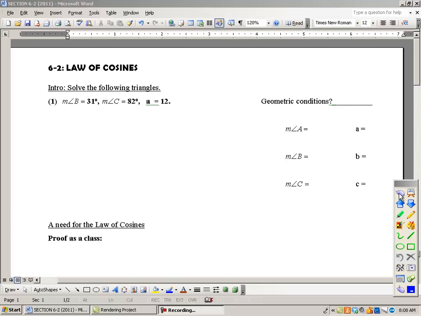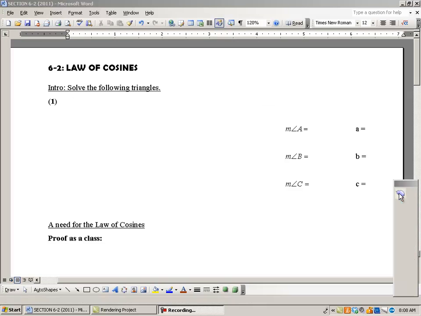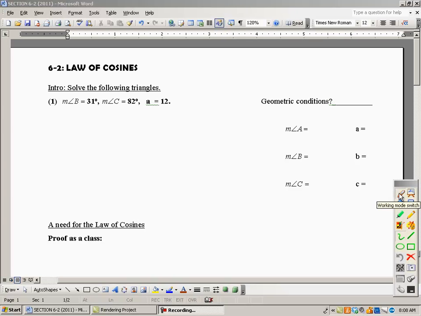Welcome to section 6.2. We want to look first at the intro, and we're going to use the idea of law of sines one more time to just make sure we're set there. And so here's what we're going to do. Let's take a look. We know two angles, 82 degrees and 31 degrees. We also know the other side, which is side A, which is 12.